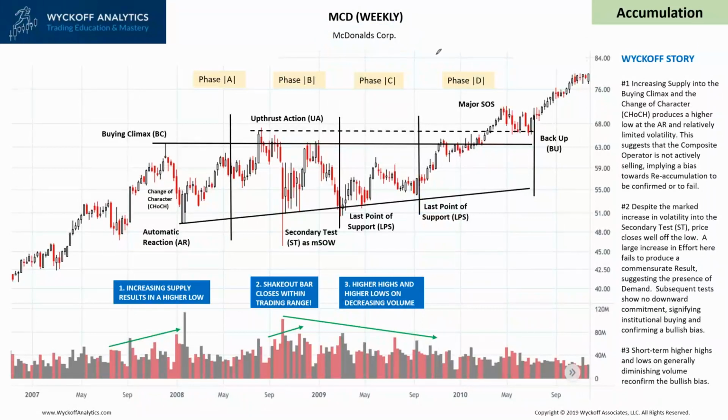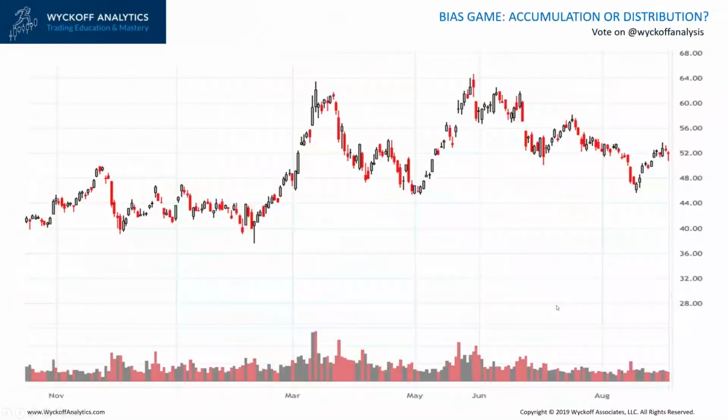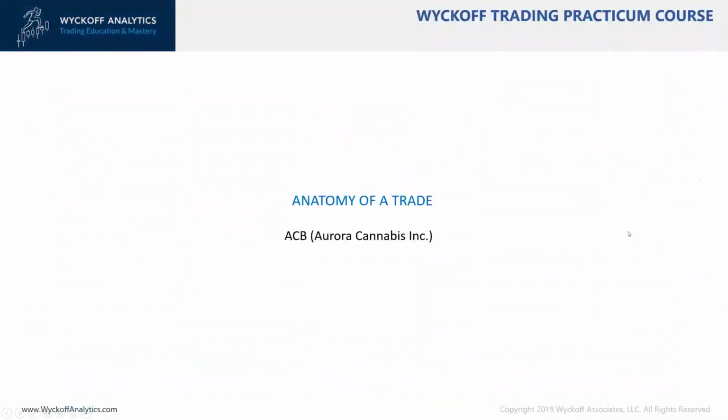All right, so please feel free to read the whole Wyckoff story and to go through this analysis at your own time. And this is the next chart that I want you to go through. As usual, print it out, analyze it, and then send me your chart with the bias and with the explanations. All right, great.